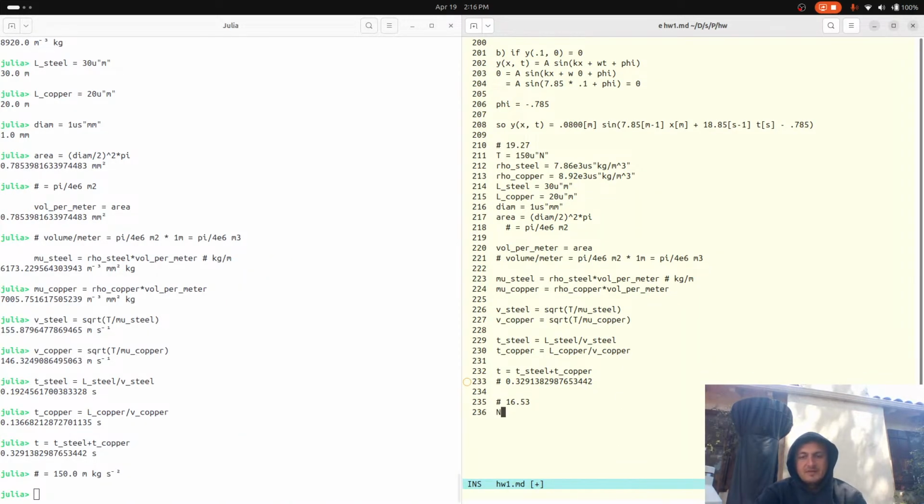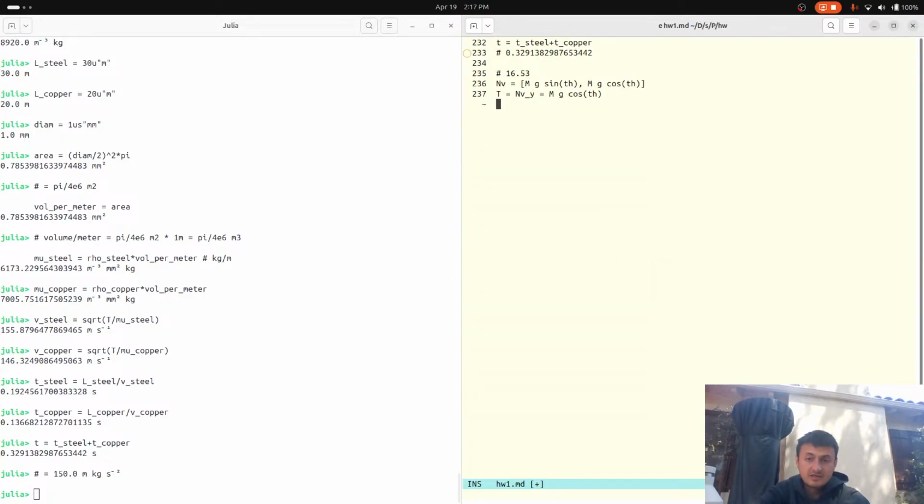All right, so let me do this one. Okay, so we have N equal to mg cos theta. So then that means that the force in the y direction is going to be equal to the weight. I think so, right? Like, what else could it be?